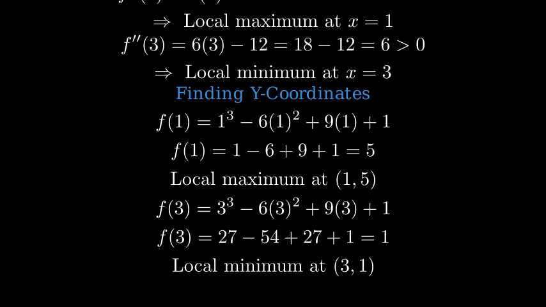Let's visualize our function and its turning points on a graph. The blue curve represents our polynomial function, f(x) = x^3 - 6x^2 + 9x + 1. Notice the local maximum at the point (1, 5), shown in red, and the local minimum at the point (3, 1), shown in green. At these turning points, the tangent lines are horizontal, indicating that the first derivative equals 0.